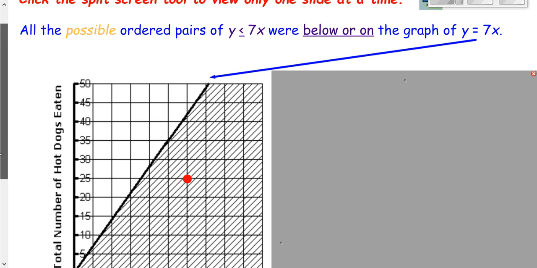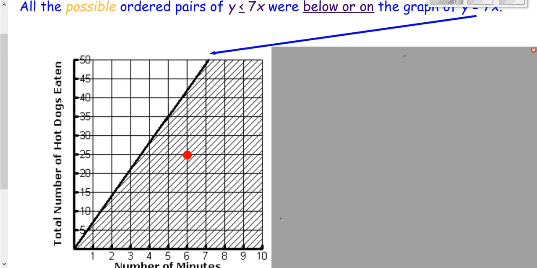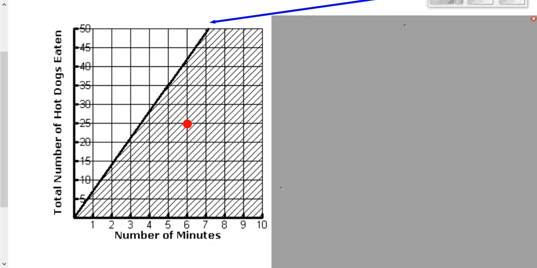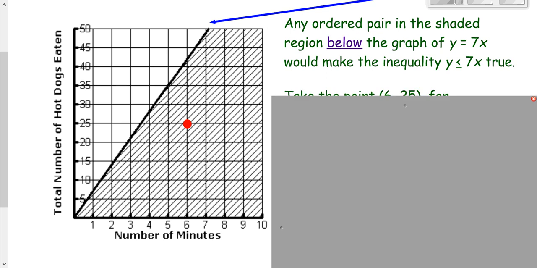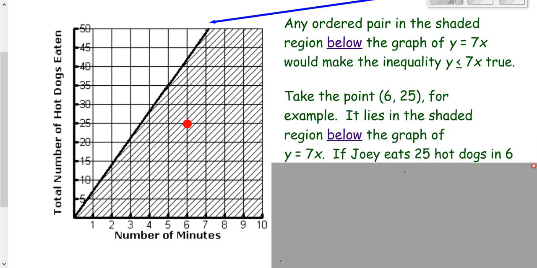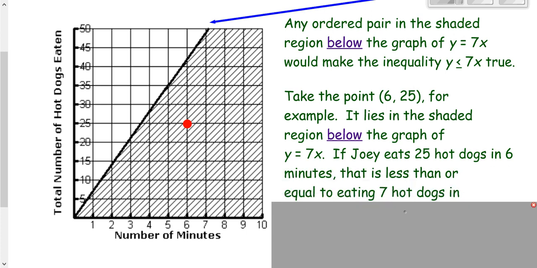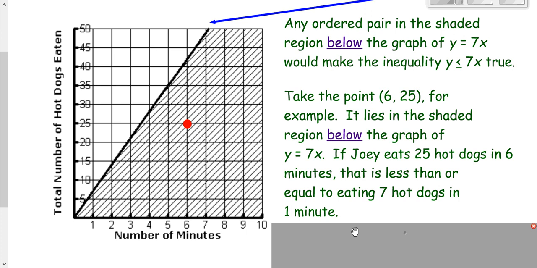Okay, so notice that we have a new inequality here. Notice that it's shaded now below the line to represent what we just explored. Notice that I also have a solid line. So any ordered pair in the shaded region below the graph of y equals 7x would make the inequality y is less than or equal to 7x true. Take the point (6, 25), for example. It lies in the shaded region below the graph of y equals 7x. If Joey eats 25 hot dogs in 6 minutes, that is less than or equal to eating 7 hot dogs in 1 minute.